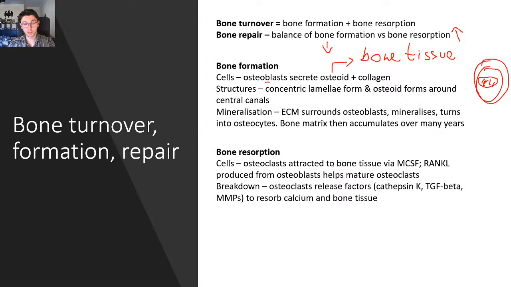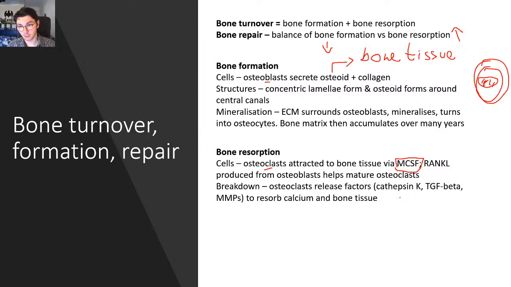Then we have bone resorption. The cells involved here are your osteoclasts, which are attracted to bone tissue via macrophage colony-stimulating factor and other things. The bone tissue has cells called stromal cells, which is just a fancy way of saying cells found within the bone. They secrete all these little chemical messengers. One of them is macrophage colony-stimulating factor. This is something you need to know. And this attracts the osteoclasts. Now you have RANKL, which is a RANK ligand produced by the osteoblasts, and this helps mature the osteoclasts. Then the osteoclasts do what they do best.